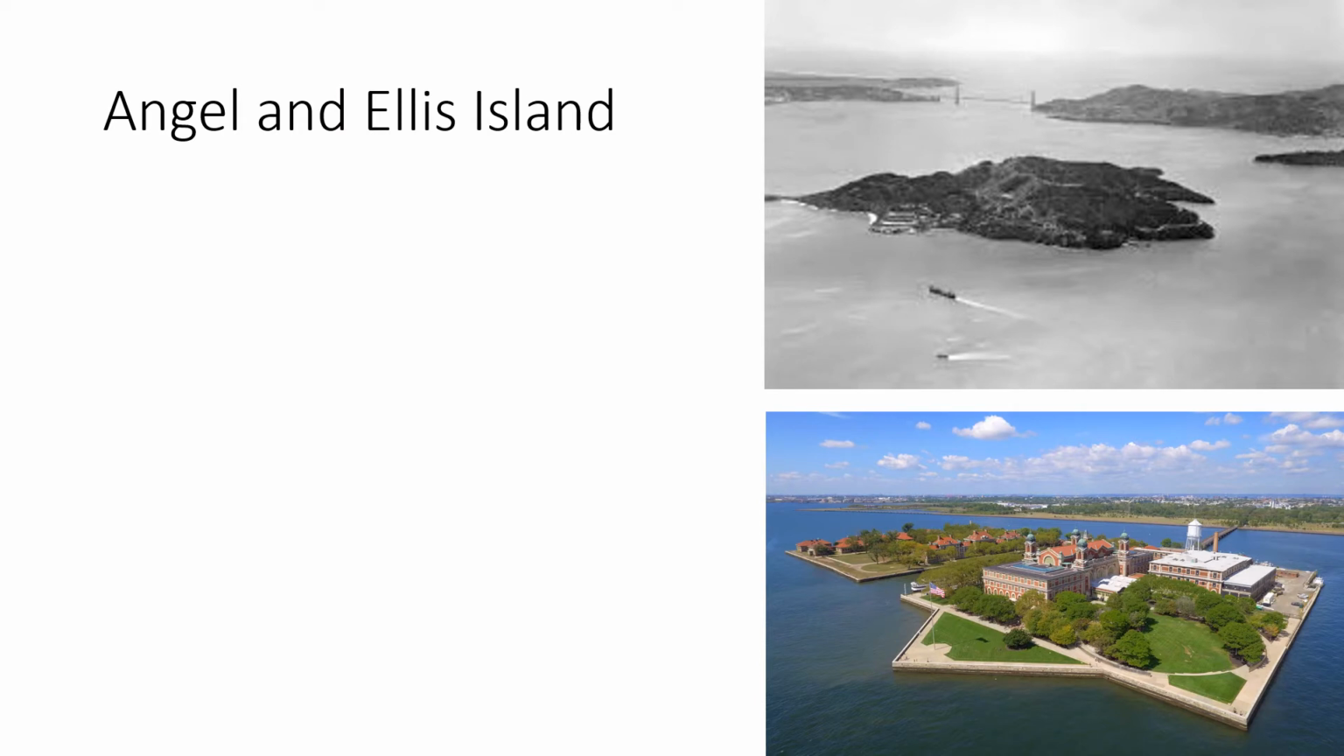So when immigrants came to the United States, they arrived in two major locations. The first one, and this is a picture of it in the top right-hand corner, is Angel Island. And the second one, which is in the bottom right-hand corner, is Ellis Island. And Ellis Island is probably the more famous of the two. That doesn't mean that Angel Island isn't important by any stretch of the imagination. It's just Ellis Island is probably a little more well known.